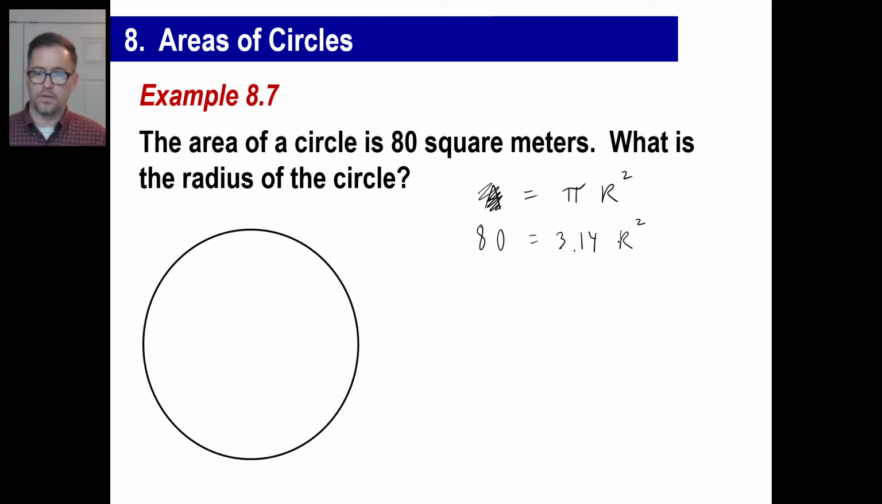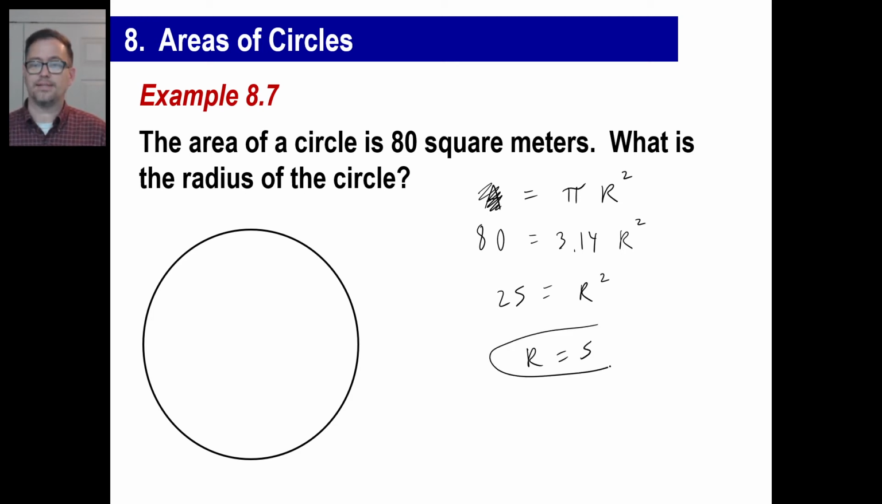And go, okay, well, what's that about? And the answer is somewhere around 25-ish. And 25 is the radius squared. Well, what number times itself gives you 25? It's 5, right? Now, that's not the exact answer, but it's pretty close. It's good enough for our purposes. That's all they want you to do.